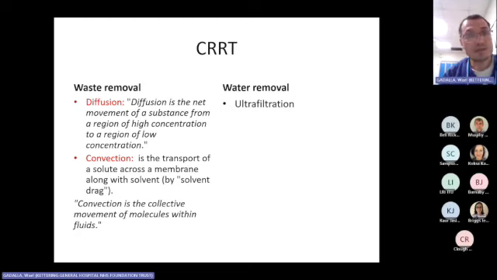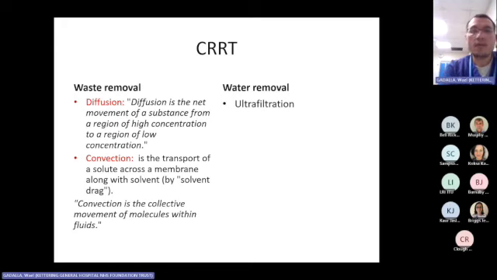The other mechanism is convection. In convection, we give a solvent, and then we take the solvent out from the blood. This solvent will take the waste with it, like movement of the molecule within the fluid dragged by a solvent.